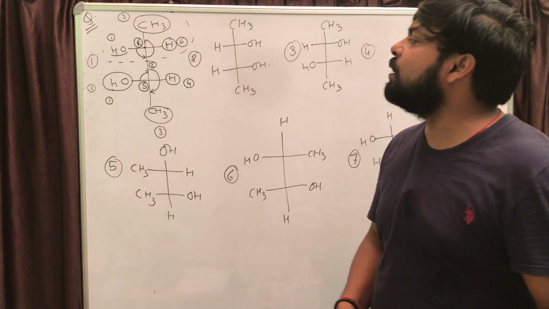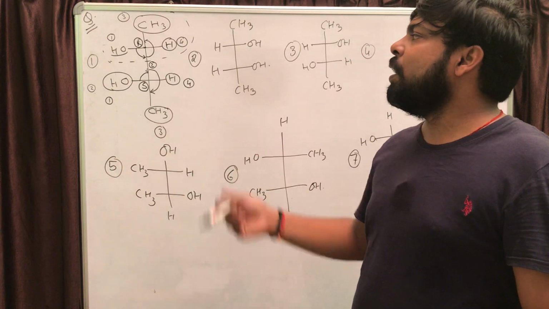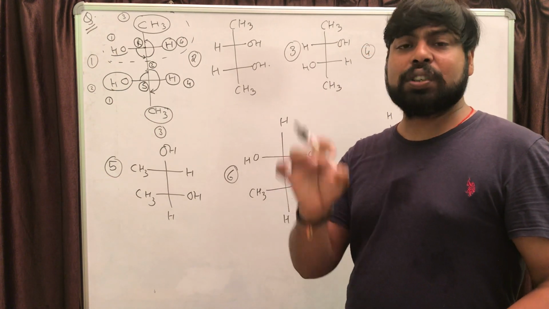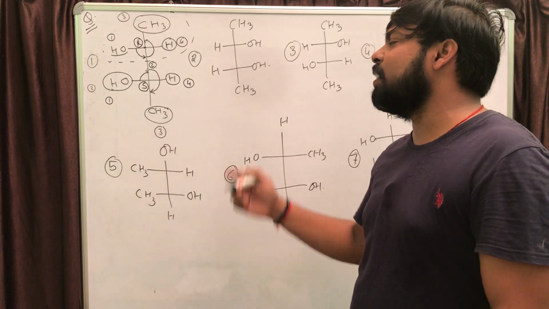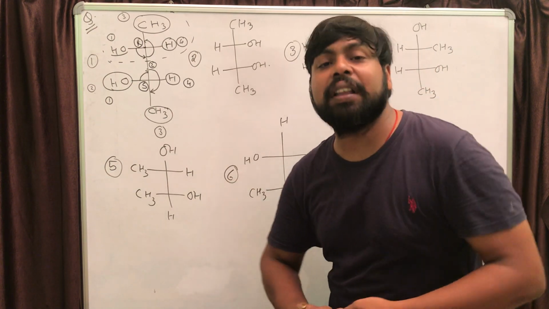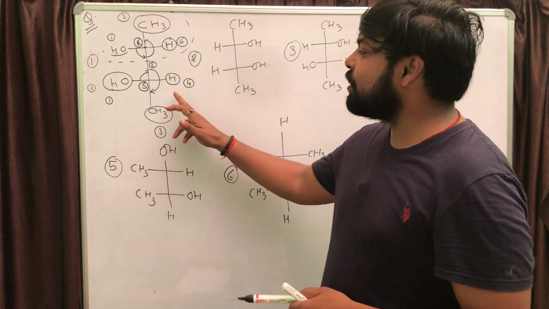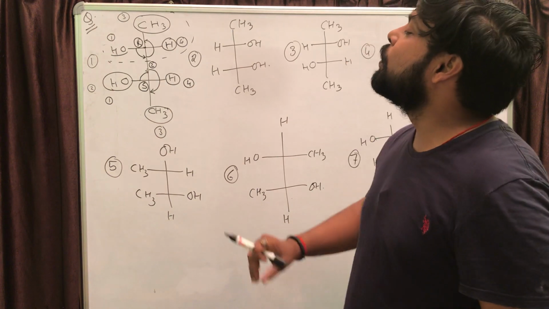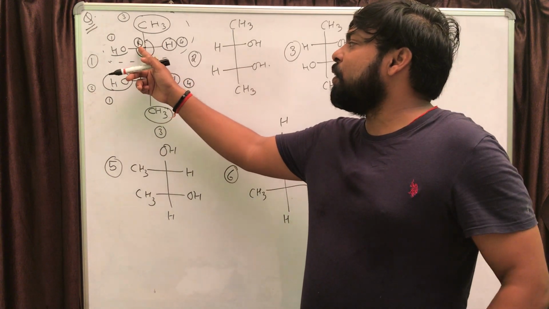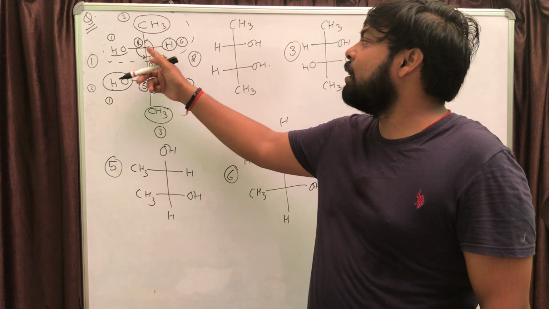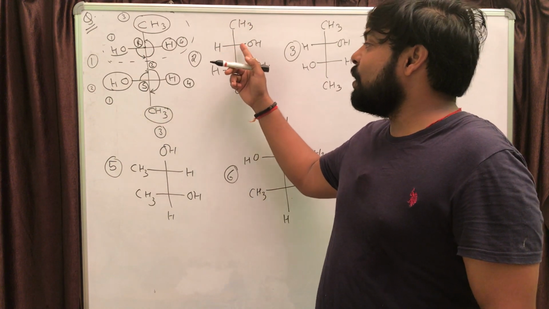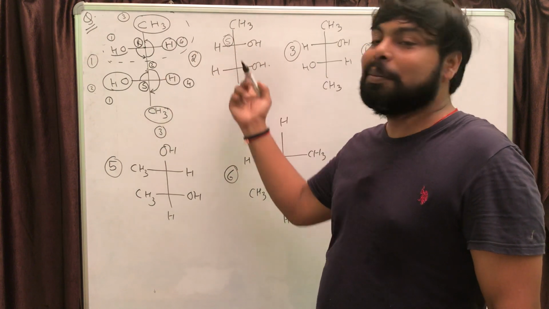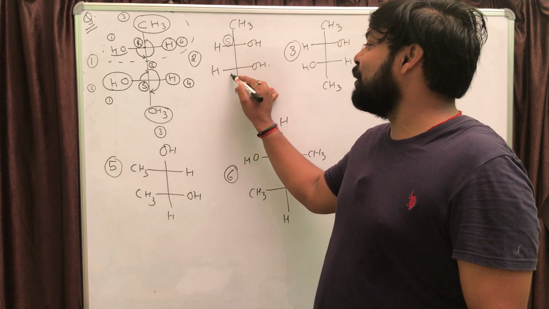Similarly, you can find the configuration of the second compound if you closely observe. If you closely observe the first and second compound, these two are mirror images of each other. So if the configuration of the first chiral carbon in the first compound is R, then the configuration of the first chiral carbon in the second compound is going to be S, just because it is a mirror image. Similarly, here it is going to be R.